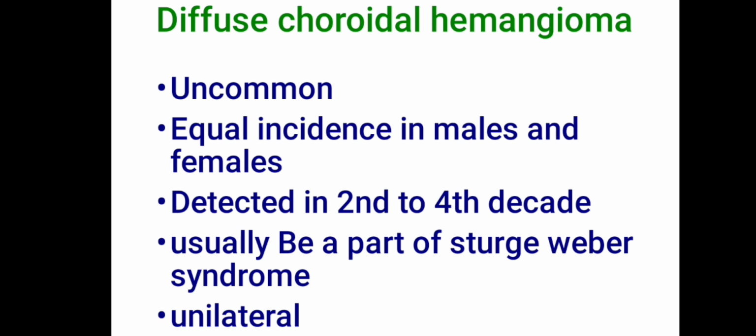Then coming to diffuse choroidal hemangioma. Again, this is nothing but a benign vascular tumor of the choroid. Again very uncommon, with equal incidence in both males and females. Though it's congenital, it's usually detected in the 2nd to 4th decade of life. So the history will change, like the patient may be presenting in the 2nd or 4th decade of life.